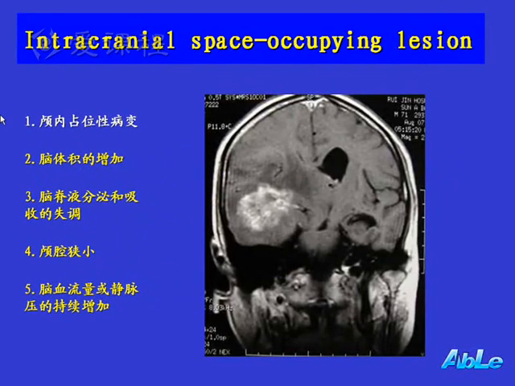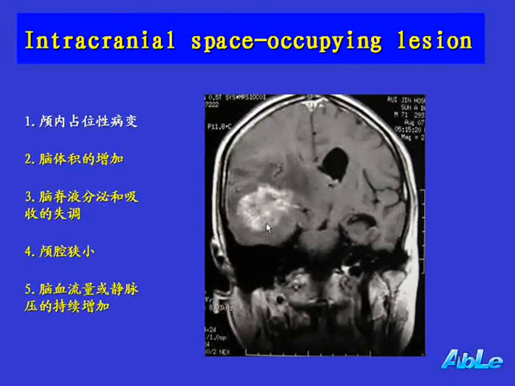This picture shows there is a space-occupying lesion on the right temporal lobe. You see it's very clear. The mass is here, a space-occupying lesion. At first we don't know what the disease is, so we just call it a space-occupying lesion. It compresses the ventricle and causes a shift of the midline. So this is a space-occupying lesion.